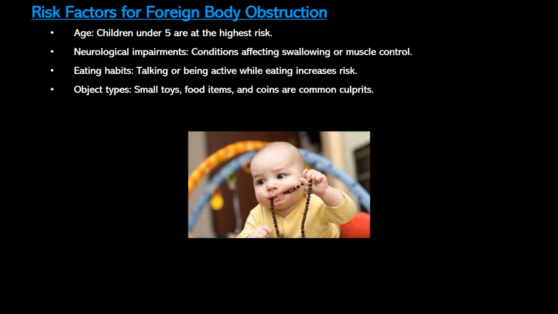Neurological impairments, such as those seen in patients with neuromuscular disorders, also increase the risk by affecting swallowing or muscle coordination. Eating habits, like talking, laughing, and moving around while eating, can lead to accidental aspiration of food or other objects. And finally, specific types of objects are frequently involved, such as small toys, food items like nuts or grapes, and coins. Awareness of these risks can help guide both prevention and timely intervention of foreign body obstruction.